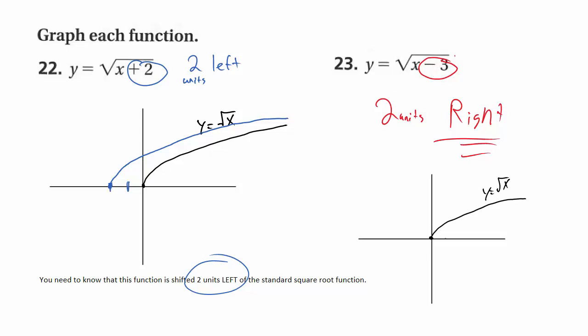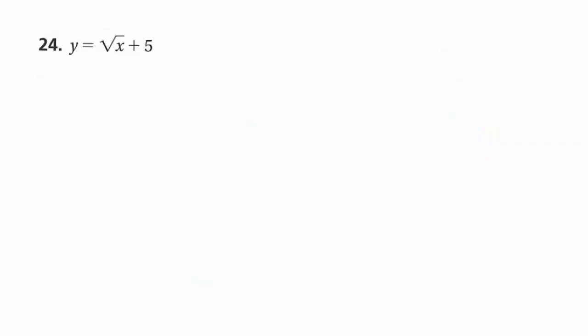So if you look where the minus 3 is, I move 3 units to the right, like so. And that's how it translates or shifts or modifies the square root function. For number 24, the plus 5, notice how it's outside the radical? That means it's not going to move it left or right, it's going to move it up or down.